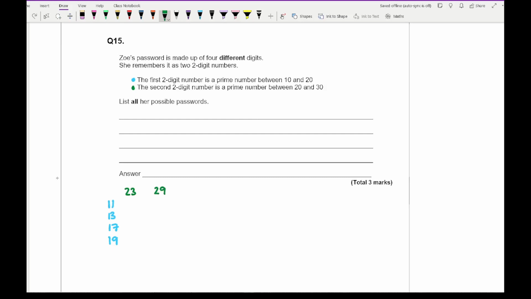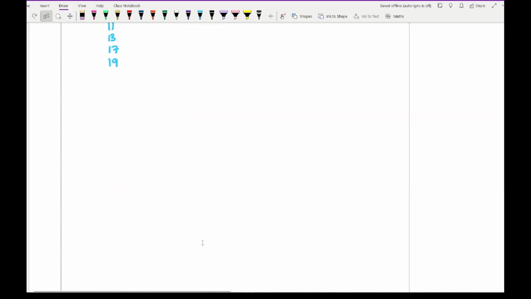So then from this, what we've got to do is work out the possible combinations. So I could have 11, 23 and 11, 29. I could also have 13, 23 and 13, 29. I could also have 17 and 23 and 17 and 29 and 19, 23 and 19, 29. So it's 8 possible combinations that I'd be writing down.